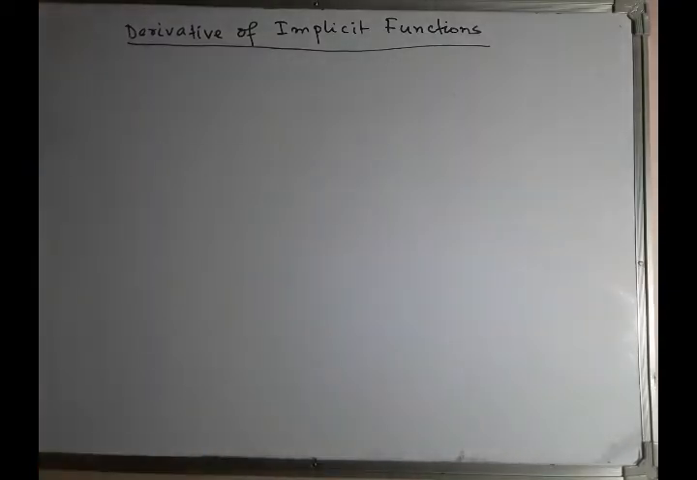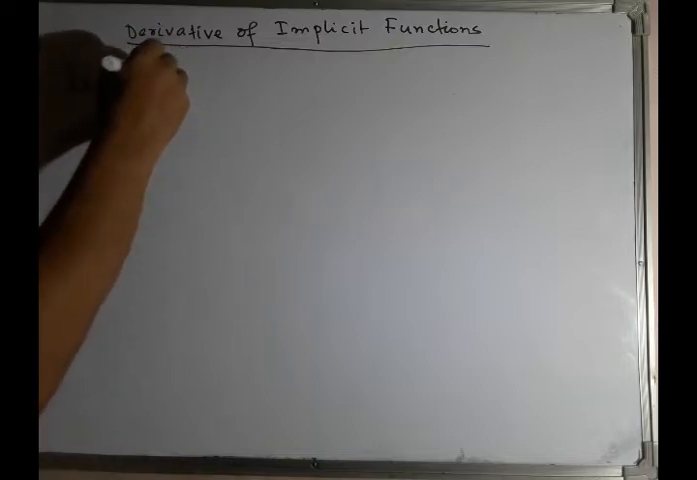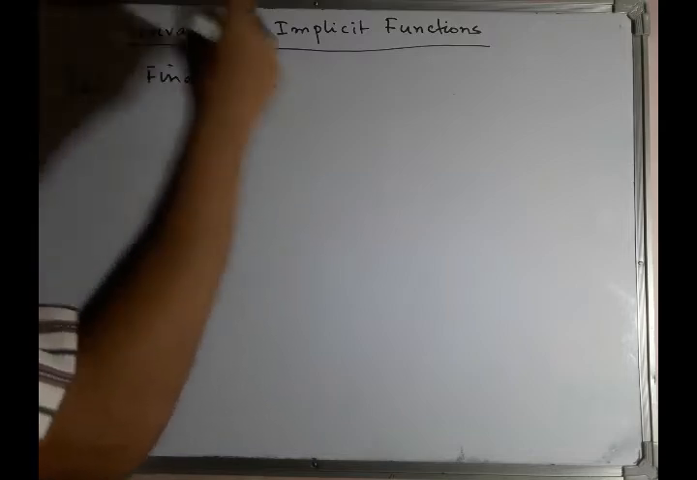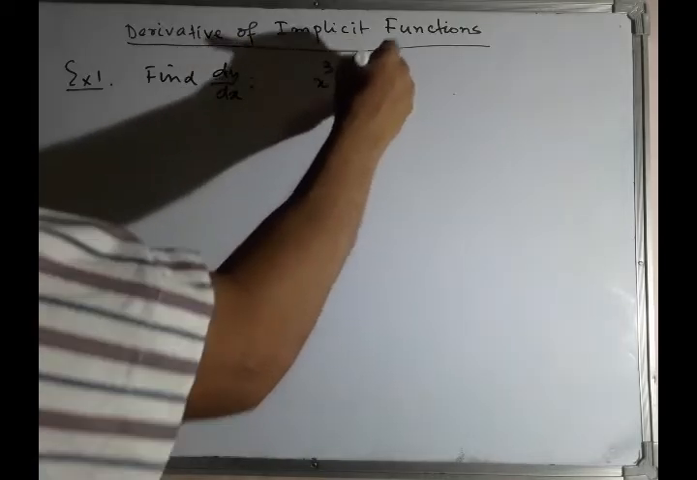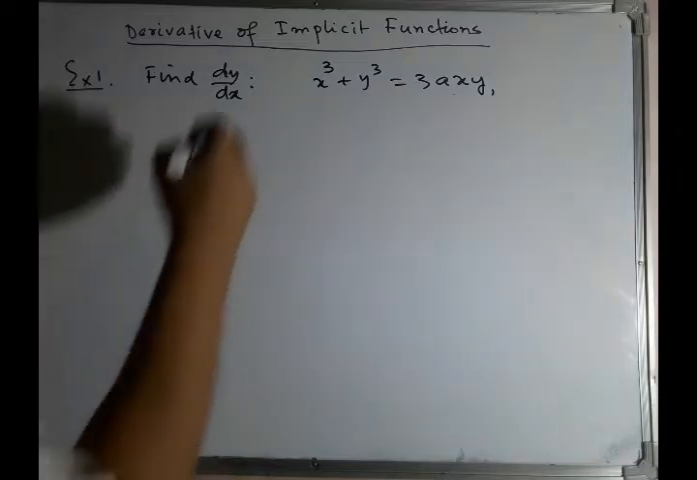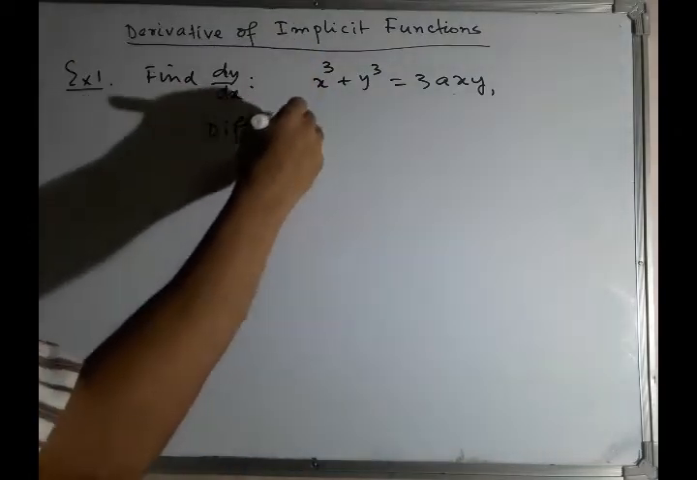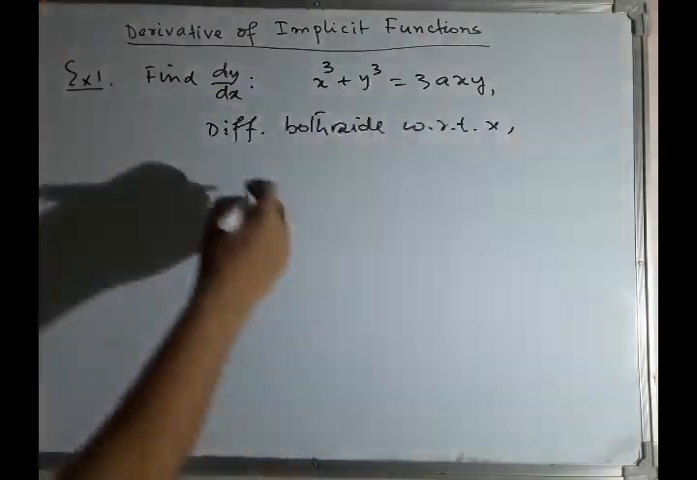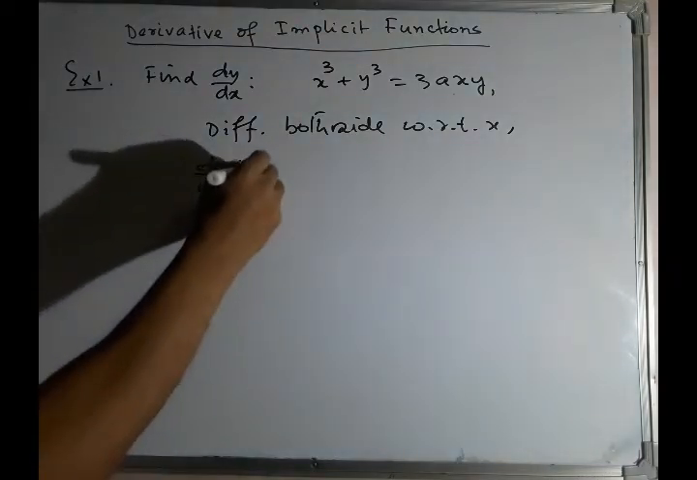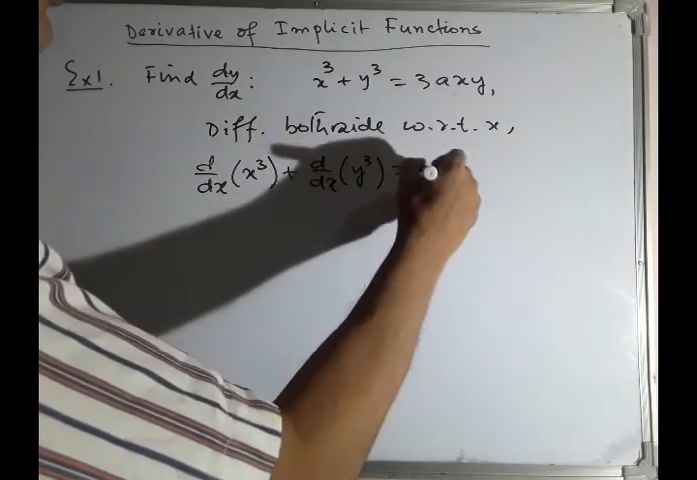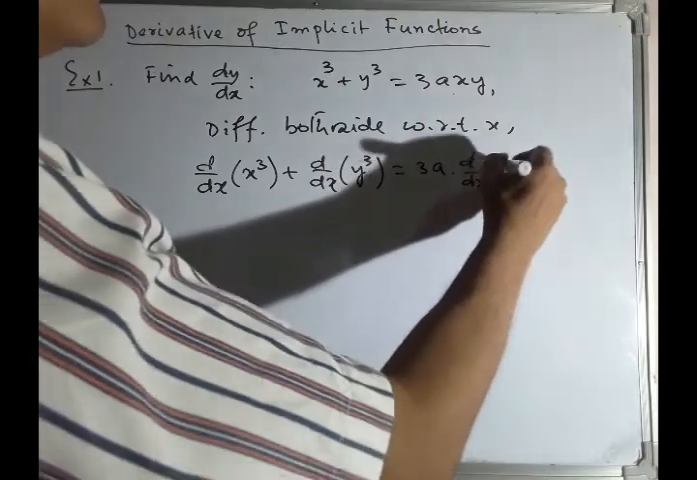Example number 1. Find dy by dx. It is given x cube plus y cube equal to 3axy. a is constant. So differentiating both sides with respect to x, we get d/dx of x cube plus d/dx of y cube equal to 3a into d/dx of xy.